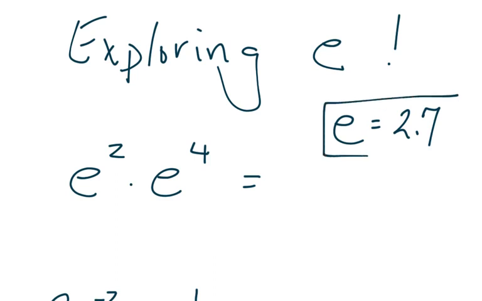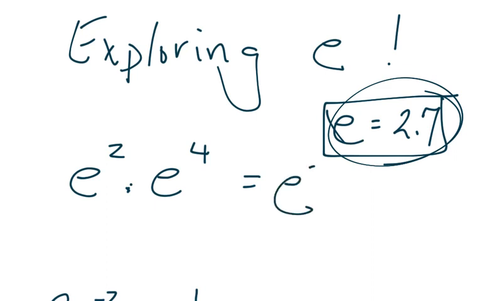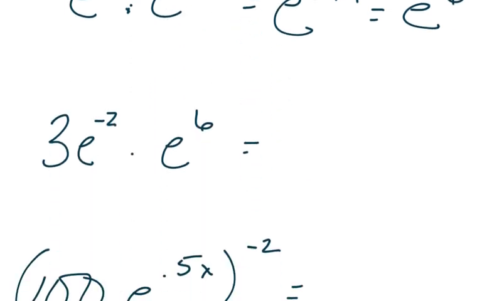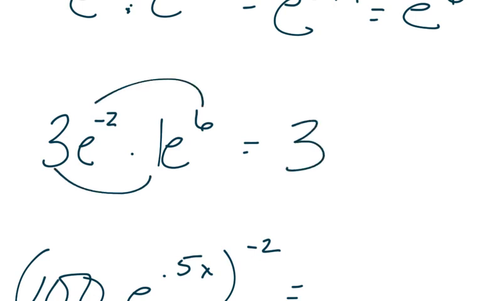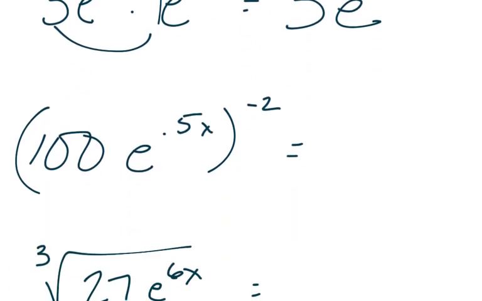At first, we can work with e just like it's a variable. So if I said, what's e squared times e to the fourth? Well, that's an add exponents property, and you'd get e to the sixth. Down here, this is really a 1 here, so we take the 3 times the 1, and then we take negative 2 plus 6, and we'll get fourth. So that'd be 3e to the fourth.